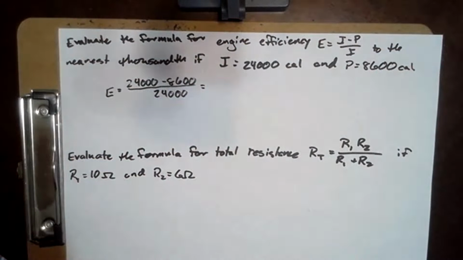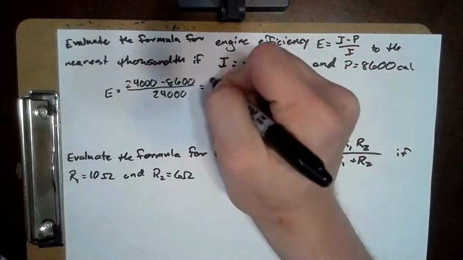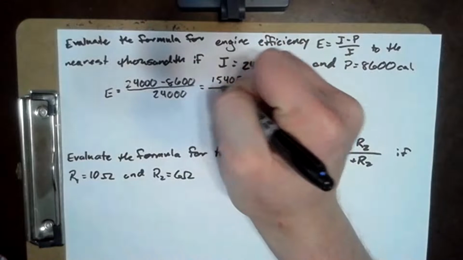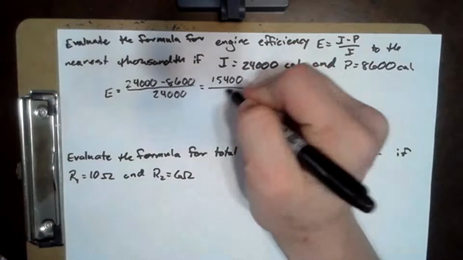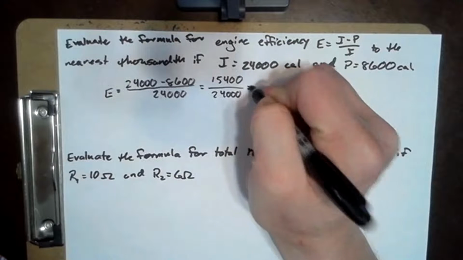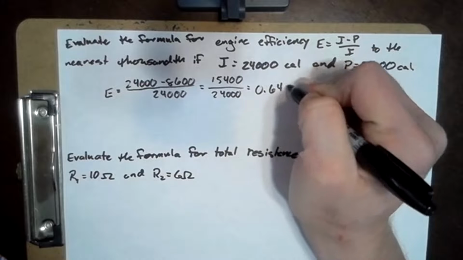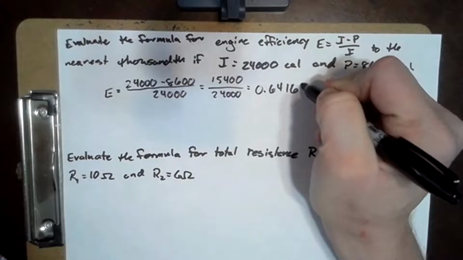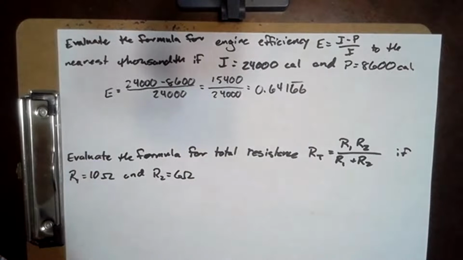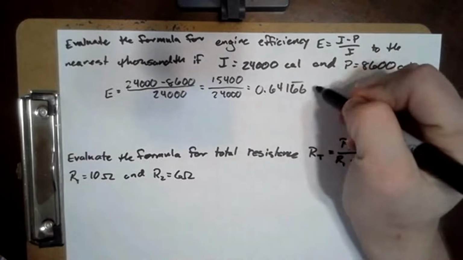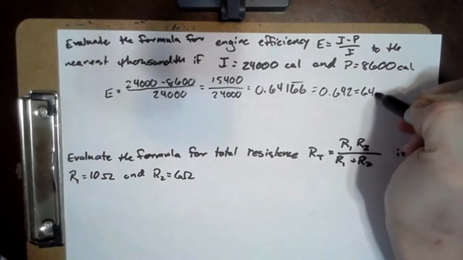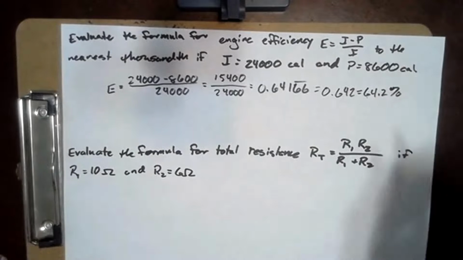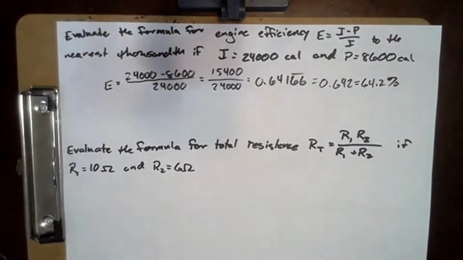Okay, well, 24,000 minus 8,600 gives us 15,400 over 24,000. And that's going to give us 0.64166 repeating. We can round this to 0.642, or 64.2%, since that's usually how we list engine efficiency.